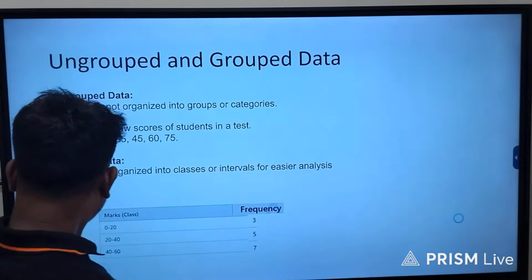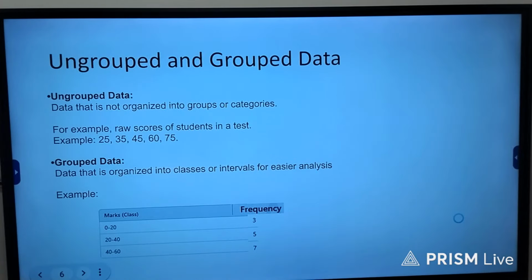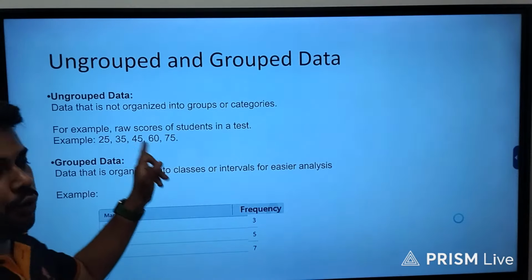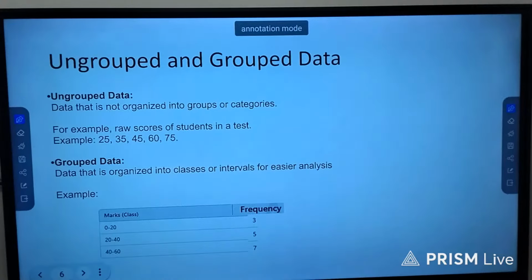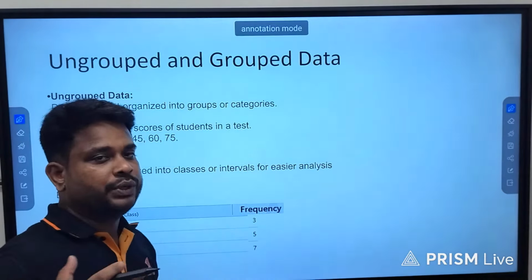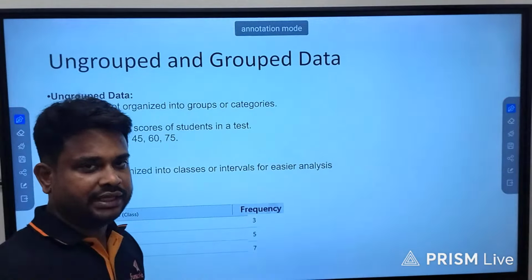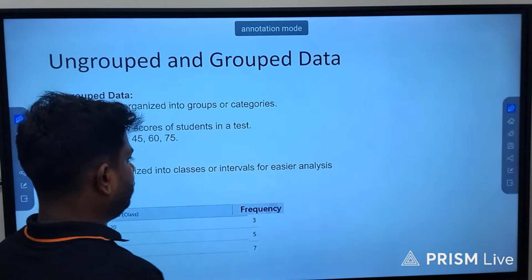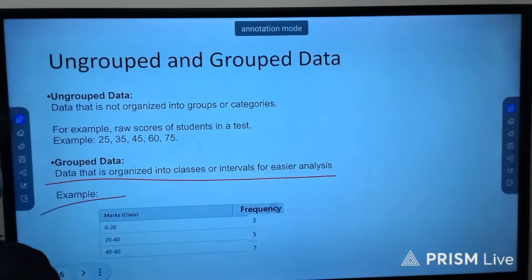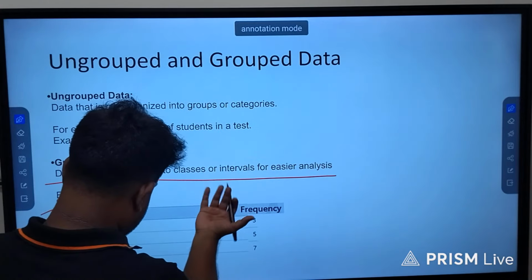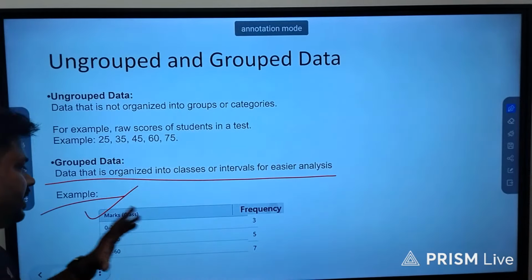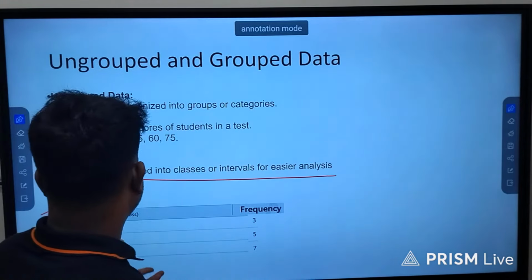The next one is ungrouped data and grouped data. Ungrouped data is data that is not organized into groups or categories, obviously just the raw data. Grouped data is data that is organized into classes or intervals, which we already discussed as range. Yes, the examples referred to in a table can be called grouped data.